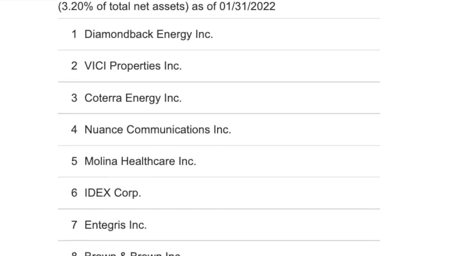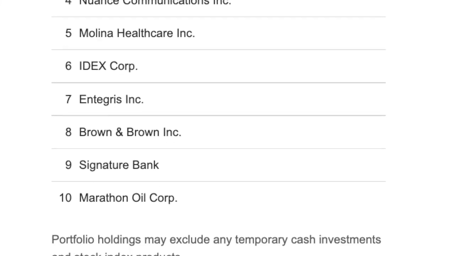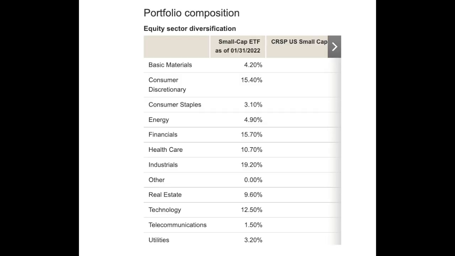So from a quick glance at the top 10 holdings in VB, I personally only recognized about two right off the bat, which was Brown & Brown, the insurance provider, and then Marathon Oil. Perhaps you recognize some as well. And you'll also see that the sectors that this ETF cover are pretty broad as well. You have the bulk of the investments in the industrial space, but then there's financials and real estate, technology, consumer discretionary, healthcare. These are all making over 10% of the diversification of sectors in the ETF.